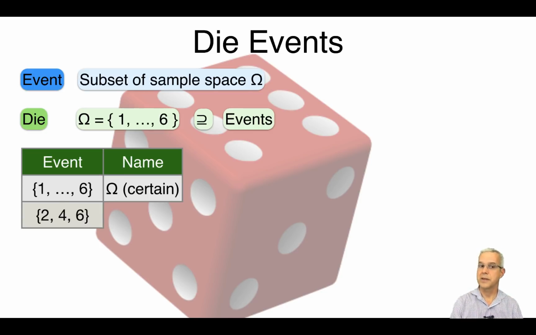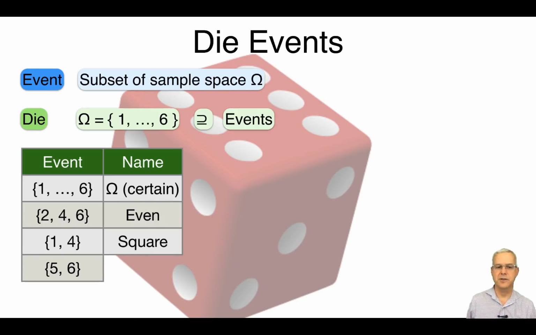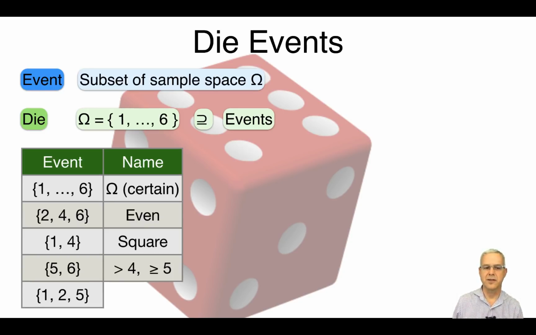The event or set consisting of the outcomes 2, 4, and 6, for simplicity, we can call just the even event. The event consisting of 1 and 4 we'll call square, because every element is a square. The event consisting of 5 and 6 we'll call either bigger than 4, or bigger than or equal to 5. And sometimes we'll get an event like 1 to 5. We cannot find a cute name for it, so we'll just keep it as it is. It's the event 1 to 5.